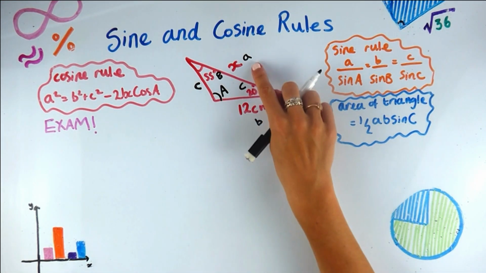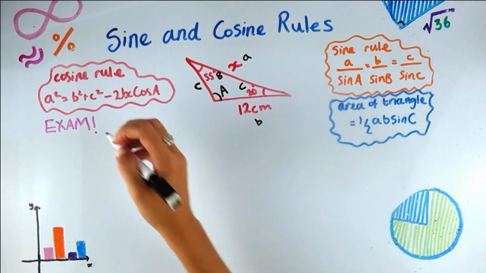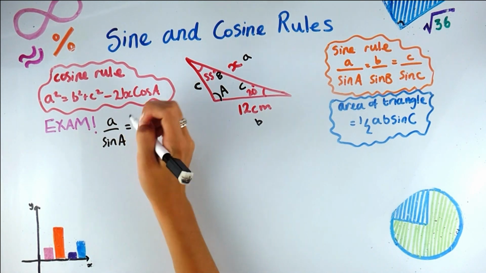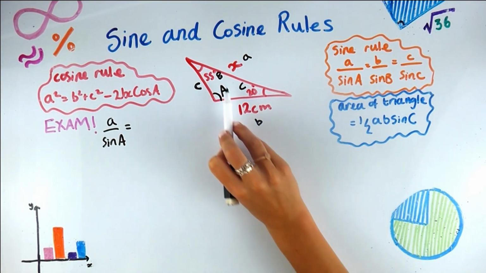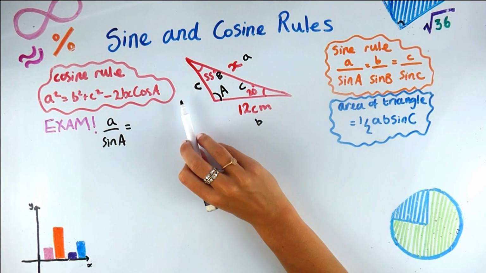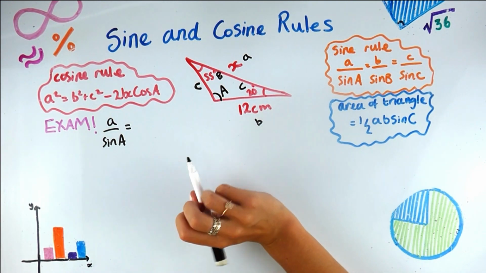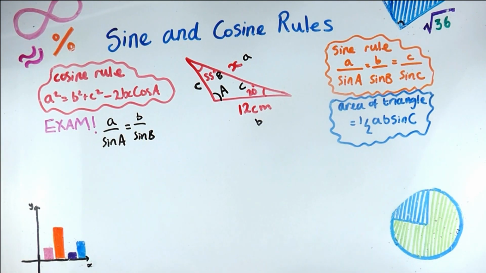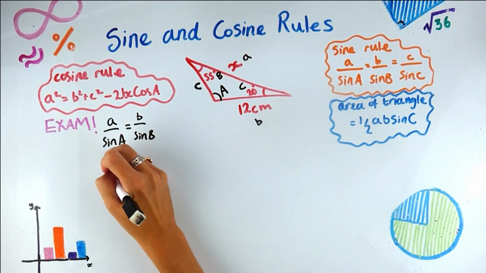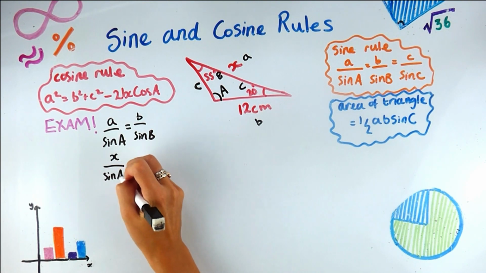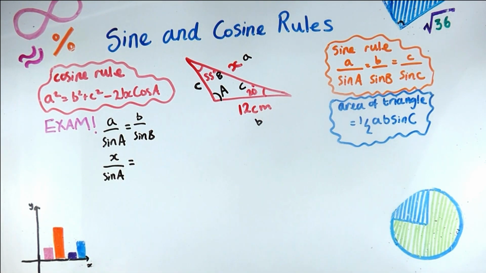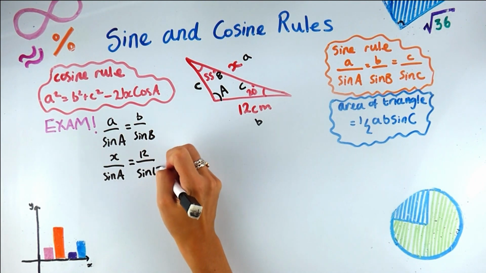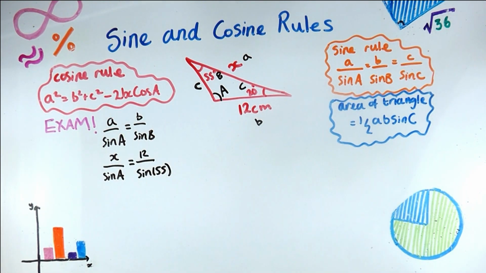So if I write on the formula, I want the x, the a value, so a over sine a equals, and then because I know little b and big B, whereas I don't know big C, I'm going to use the B. Okay, now I'm going to substitute what I know in, so I know little a is x, and then sine big A. We don't know big A yet. And little b is 12 over sine big B, 55.